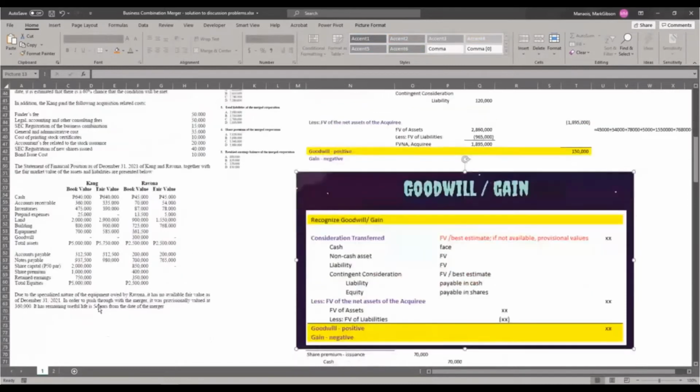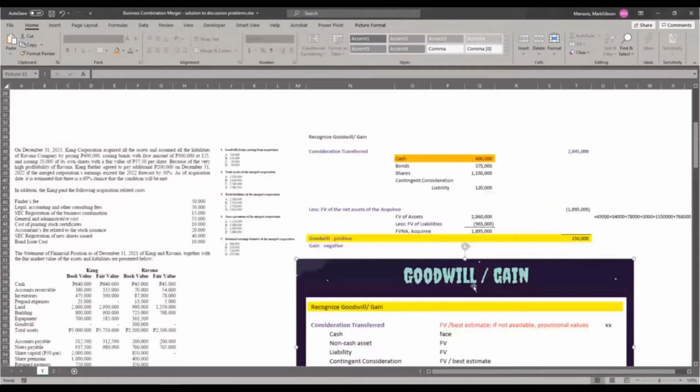Okay? So, due to the specialized nature of the equipment owned by Ravona, it has no available fair value on December 31, 2021. In order to push through with the merger, it was provisionally valued at 360. It has a remaining useful life of 5 years from date of merger. O sige, sinasabi lang dito, wala daw fair value yung equipment. Equipment has book value of 361,500, pero kung napansin mo, walang fair value. Yet they agreed to put how much? 360,000 as the provisional value.